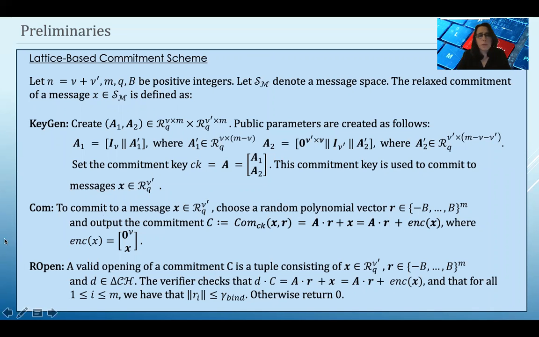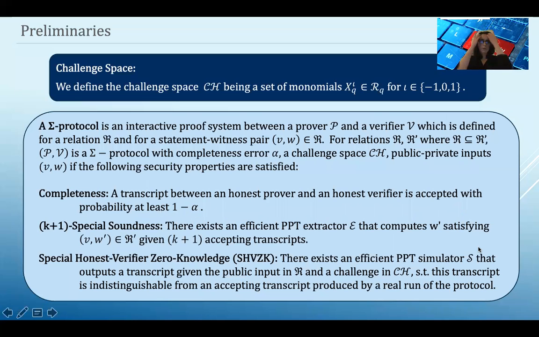Then the opening algorithm is a relaxed algorithm. So we are using a relaxed commitment scheme. And this algorithm is defined as follows. A valid opening of a commitment C consists of a message X and a randomness R and a value D, which is the difference of the challenges. Then the verifier checks that D times the commitment is equal to A times R plus the encoding of X, and that the randomness is upper bounded by a parameter gamma. Otherwise, it returns 0.